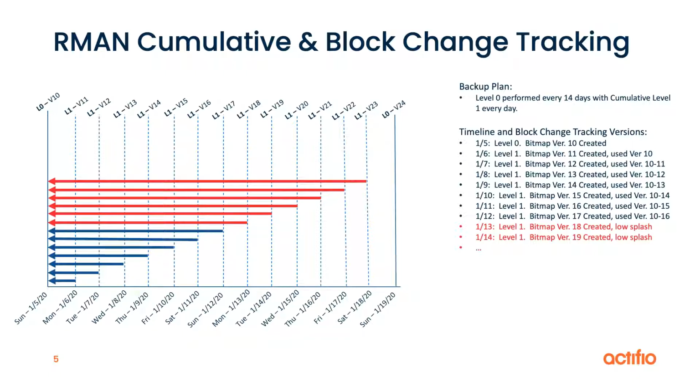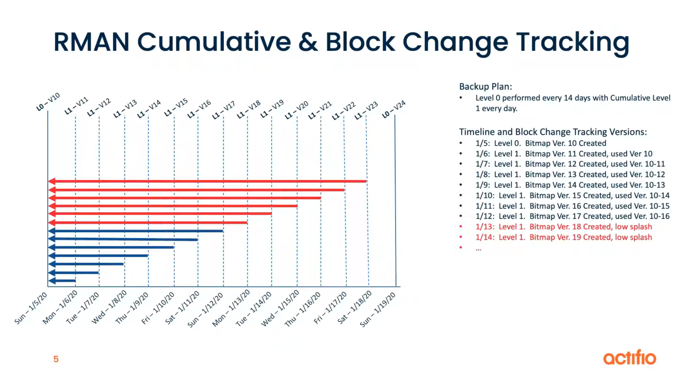That's the power of Actifio. The way we do backups is that every day you have a virtual full copy, but we can talk about that later. So in this example, on Sunday, January the 5th, a level 0 was performed and version 10 of the bitmap was created. Monday morning, a level 1 was done, and we created version 11 of the bitmap. When that incremental ran, it used the bitmap created from the level 0, which was version 10, to find out what blocks had changed since that level 0 occurred.